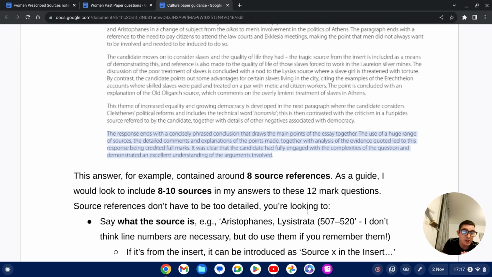So, in terms of looking at your structure, you're looking at a short intro, lots of points which you need to demonstrate your understanding of, your knowledge of. They need to be well selected, there needs to be a big range, and you need to show the limitations of it, and make sure it all is relevant to the question, and then a short conclusion. Okay, it was clear the candidate had fully engaged with the complexities of the question and demonstrated an excellent understanding of the arguments involved.